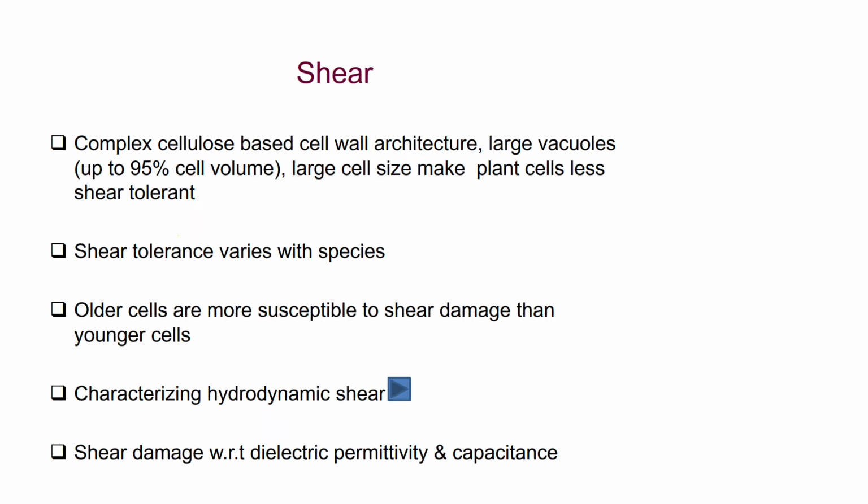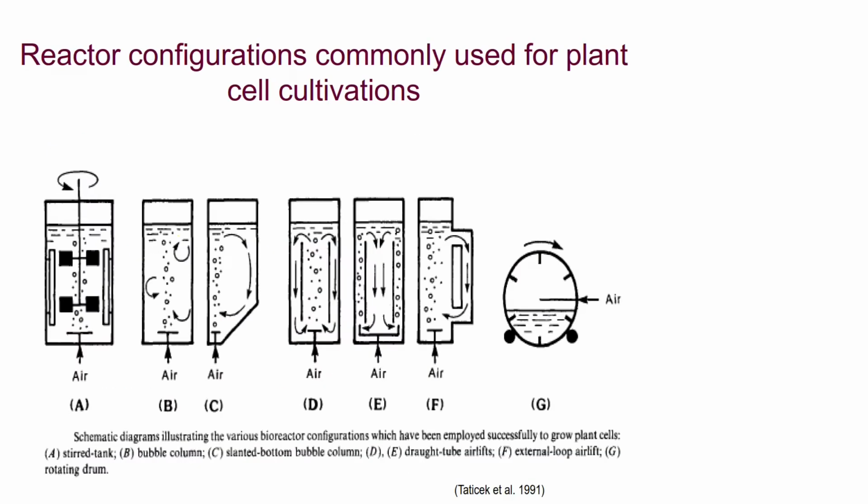So why are plant cells, in comparison to microbial fermentations, less shear tolerant? Because there is an inverse relationship: when the plant cells are in the early log phase, rapidly multiplying, they are more flexible. But as the cell density increases, they become less flexible to shear forces.